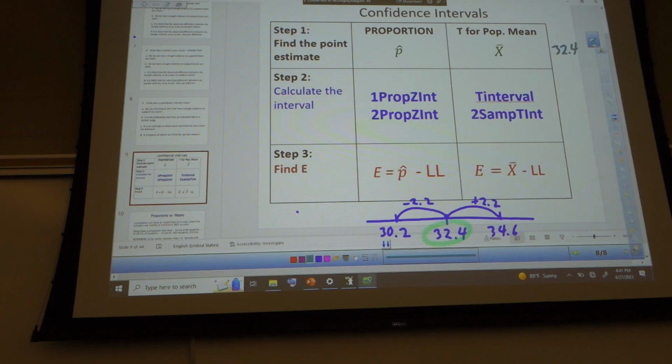Okay, now I want you to give me the actual interval, blank, comma, blank, in parentheses. All right, so what's our confidence interval? What's the actual interval? 30.2 to 34.6. Yep, that's our lower and upper limit. So 30.2, and 34.6. And then finally, find my error, E. What's my error, E?